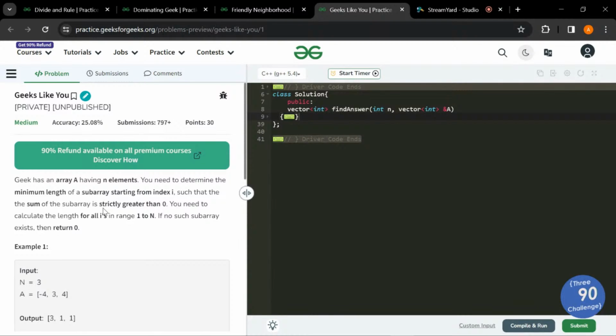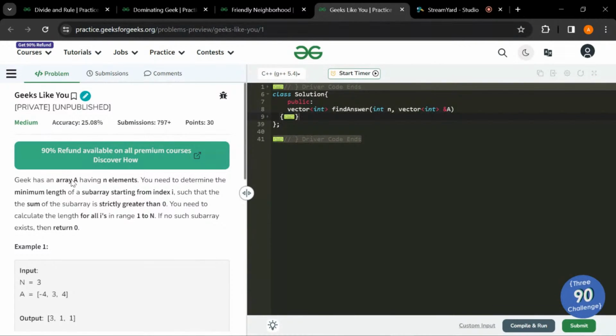So in this problem, the idea here is to use a monotonic stack. So I'm expecting you are already familiar with a monotonic stack, as this is a problem solving session, so don't expect that I will teach the concept. Anyway, let's just go ahead.